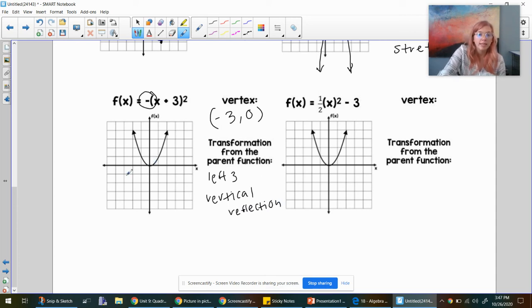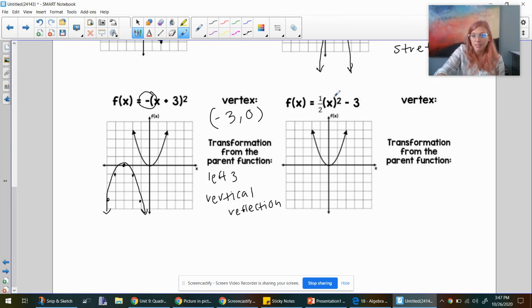So I'm going to go ahead and graph my new function at negative 3, 0. And then I can graph my vertical reflection. Again, I am not going to ask you to graph this yourself. I just need you to be able to find the vertex and find the transformation.